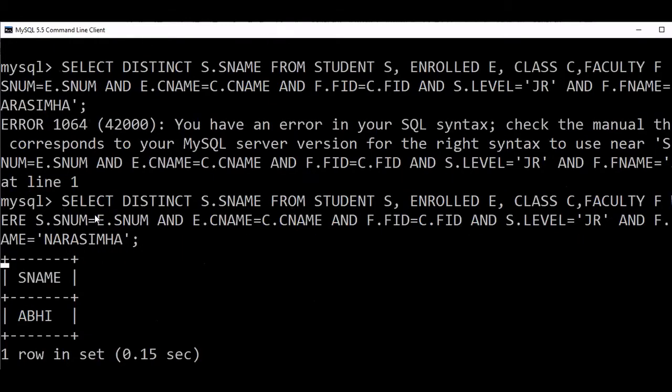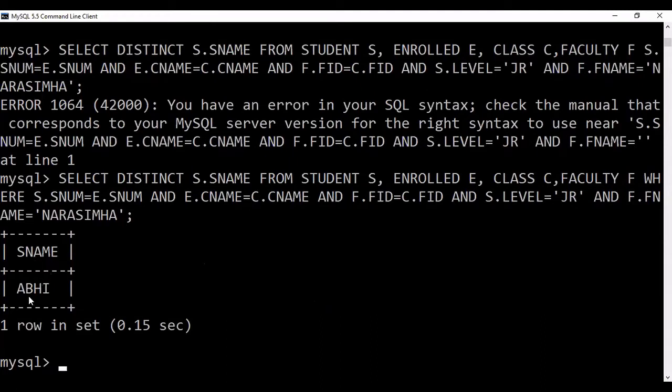Okay, so please write this query and the answer will be Abhi, distinctly. It means Abhi is the student who is enrolled in a class taught by Professor Narsima, and the level of Abhi is junior. You can check the tables, but now you write this output.